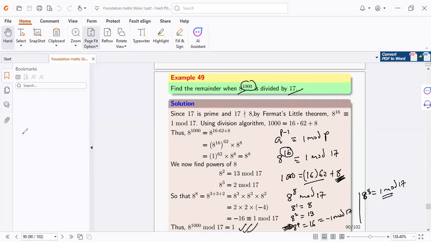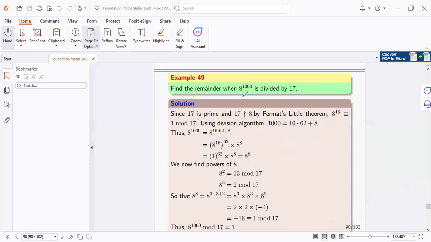So that is how we use Fermat's little theorem to get remainders when a number is divided into such numbers. Next time we shall be using Fermat's little theorem to find inverses. Thank you.